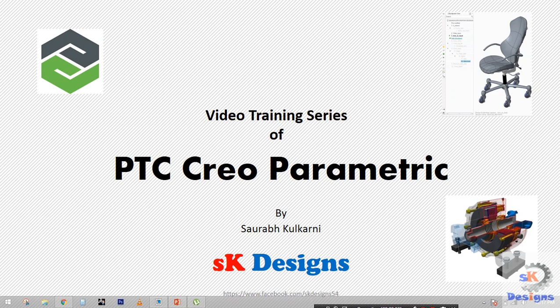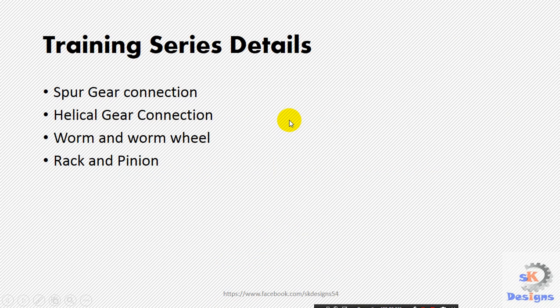So in this training session we will see some of the major gear connections that are used widely. First is a spur gear connection, then another one is helical gear connections, then worm and worm wheel, and another one is a rack and pinion. So we will see one by one in each one of the videos. We will start with the spur gear connection.